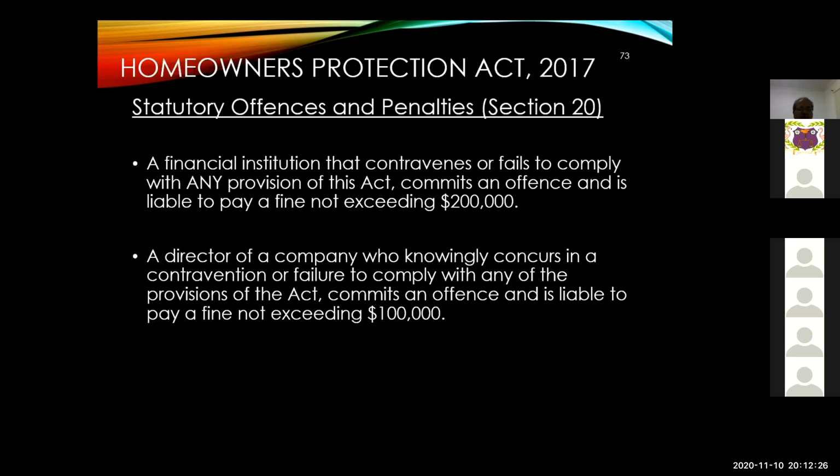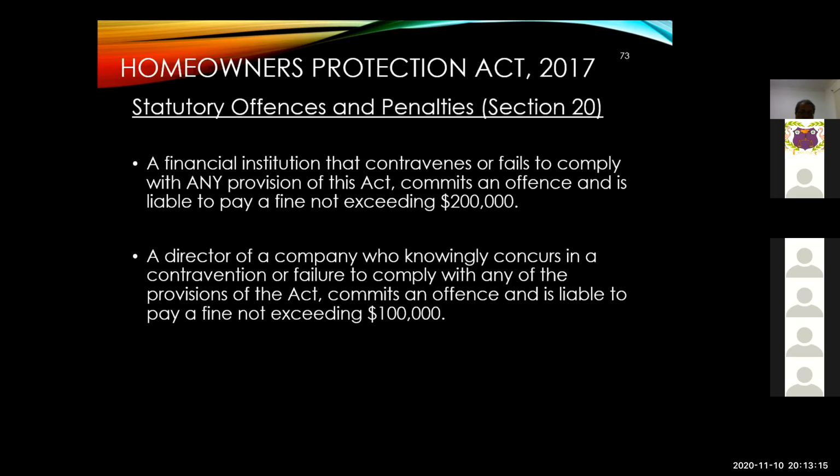Then we have, which we mentioned at the beginning, so I'll reiterate them, statutory offenses and penalties that apply to breaches of any of the sections of this act. The statutory offenses and penalties, as outlined in Section 20, says a financial institution that contravenes or fails to comply with any provision of this act commits an offense and is liable to pay a fine not exceeding $200,000. Similarly, a director of the company who knowingly concurs in a contravention or failure to comply with any of the provisions of the act commits an offense and is liable to pay a fine not exceeding $100,000.